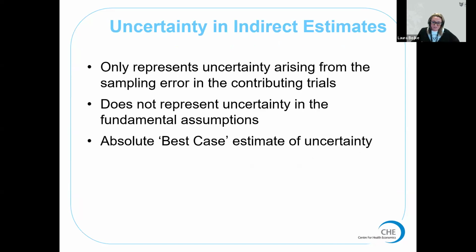Crucially, in terms of uncertainty from this network of evidence, it only represents uncertainty arising from sampling uncertainty in the contributing trials. The sampling uncertainty, for example the confidence intervals and standard errors that you determine from those individual studies. It doesn't represent uncertainty in those very fundamental assumptions that drive these types of analysis. So we can think of it as absolutely the best case estimate of uncertainty. It needs to be taken with a degree of caution because it has a limited way of expressing uncertainty.